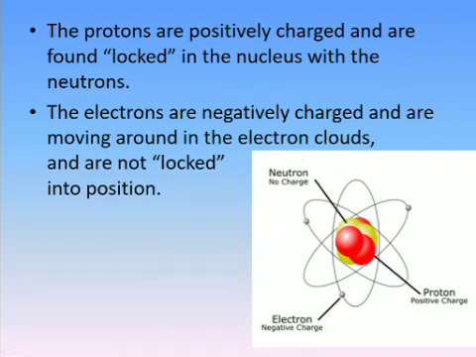Also, we know from before that protons are positively charged, and as we said, they are present inside the nucleus of the atom, also with the neutrons, while the electrons that are negatively charged are moving around in the electron clouds.